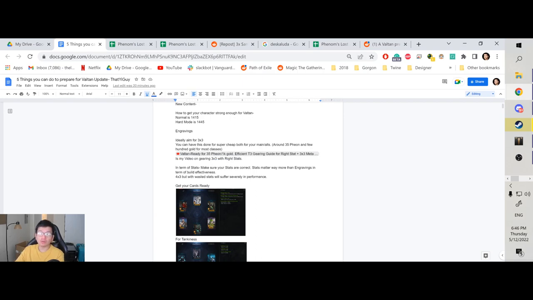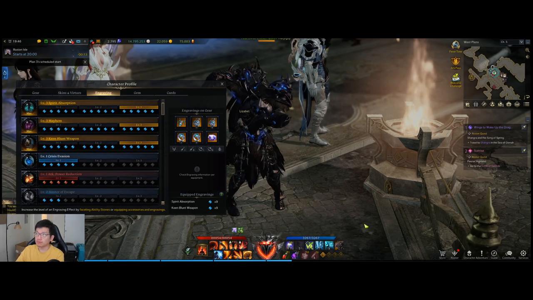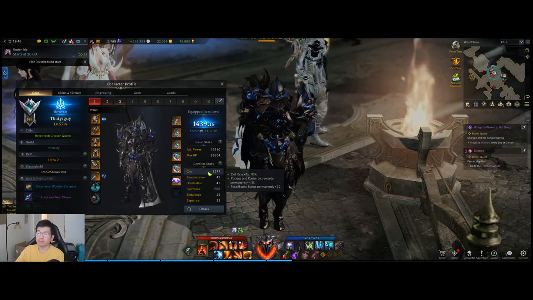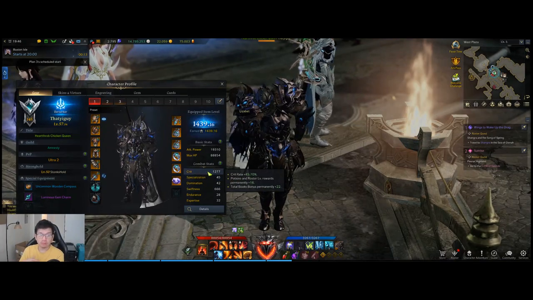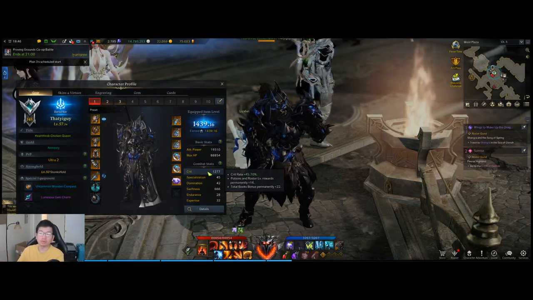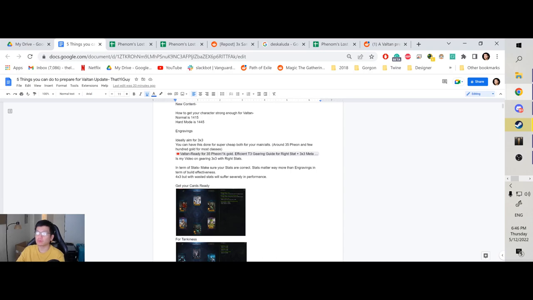In terms of stats, you also want to make sure your stats is absolutely correct. This is going to be way more important than engraving. If your stats are wrong, it doesn't matter if you have 4x3 engravings, you're going to suffer in the raid because your effectiveness will be way too low.